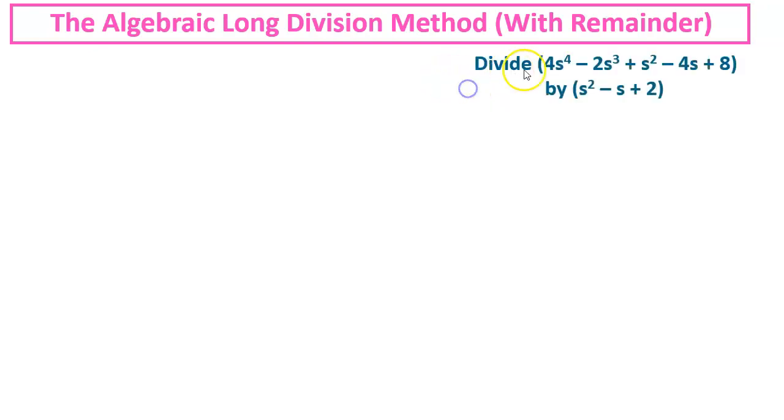First of all, let us look at the question. Divide 4s to the power of 4 minus 2s to the power of 3 plus s to the power of 2 minus 4s plus 8 by s to the power of 2 minus s plus 2.